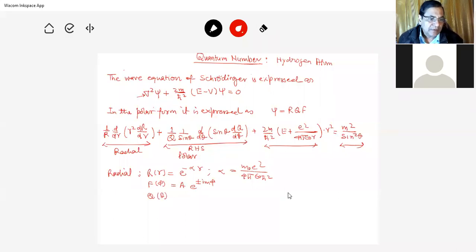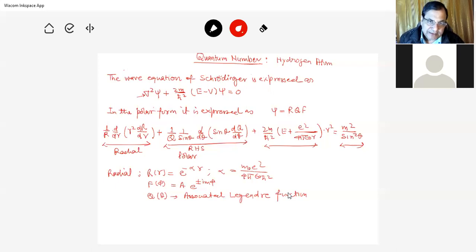This Q of theta, the polar form, we get with the help of the associated Legendre function, from the mathematical differential equations Legendre, Bessel's, Hermite, and Laguerre. So the Legendre function is applicable in the discussion of the polar form.